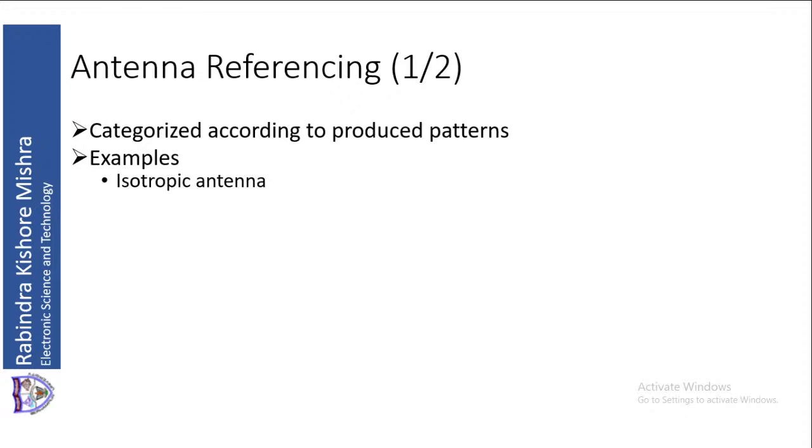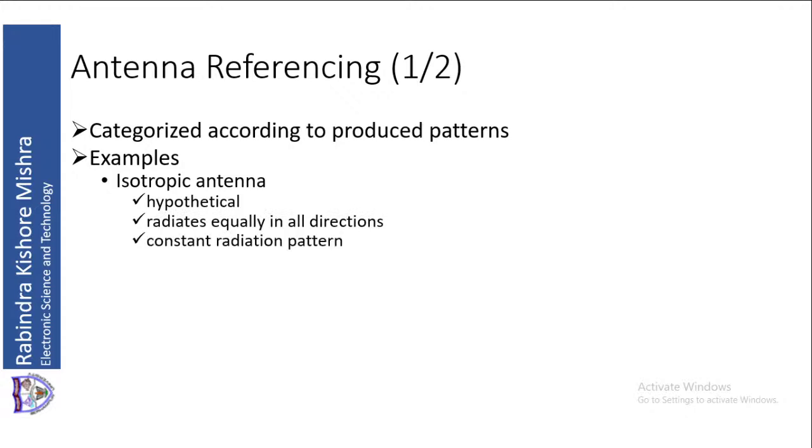The isotropic antenna is a fictitious or hypothetical antenna. It does not exist in the real world. This radiates equally in all directions. That is its main property. Since it radiates equally well in all directions, it has a constant radiation pattern over the space.